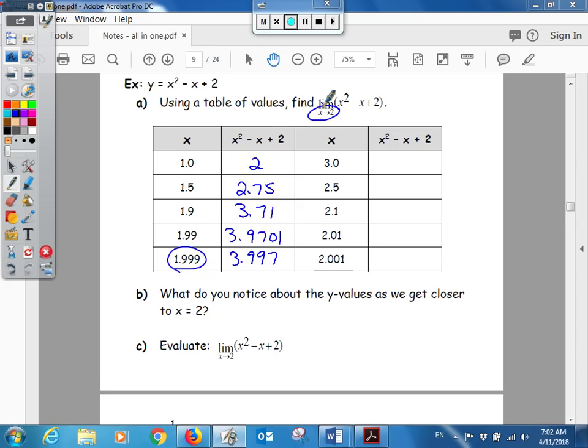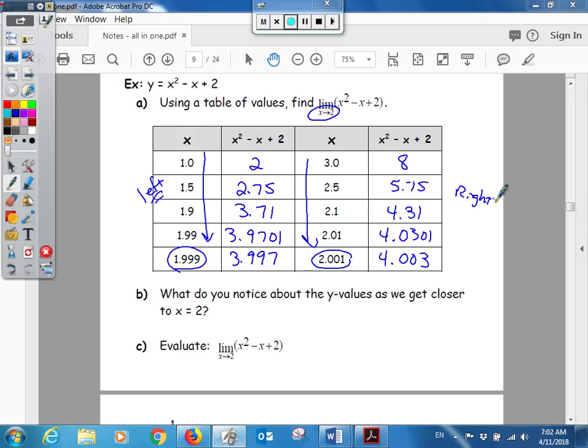Then coming from the other direction, starting at 3 and working my way back to 2, when I plug in a 3, I get 8. When I plug in a 2.5, I get 5.75. 2.1 gives me 4.31. 2.01 is 4.0301. 2.001 is 4.003. So what we're looking at is, as x approaches 2, these values are coming from the left and these values are coming from the right of the graph.